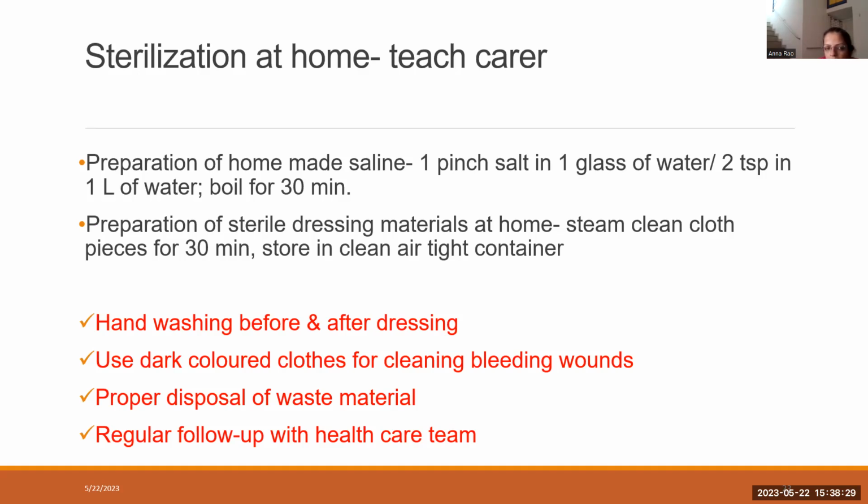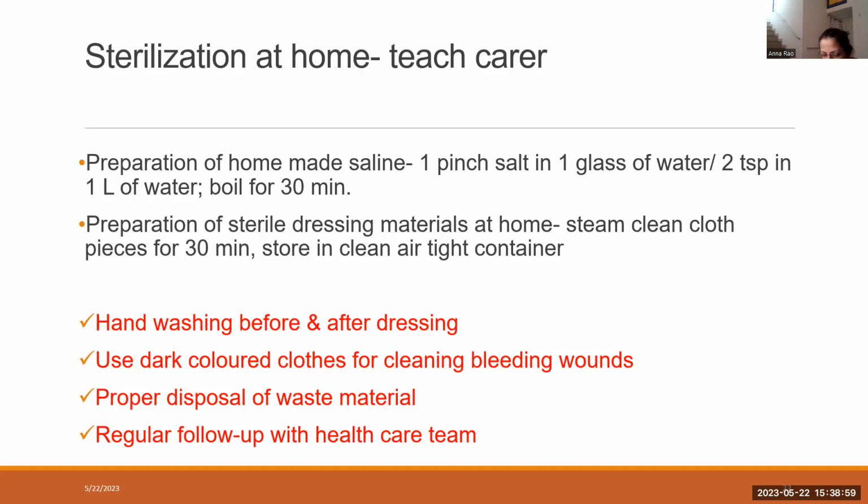So what we will do, we will advise him to use dark color clothes. He can keep such pieces ready so that whenever there is bleeding, the wound can be covered with the help of dark clothes. Because seeing blood in large amount, the patient, caretaker, and if the children are at home, then all will be panicking, right? So we don't want to create more panic. So that can be used.